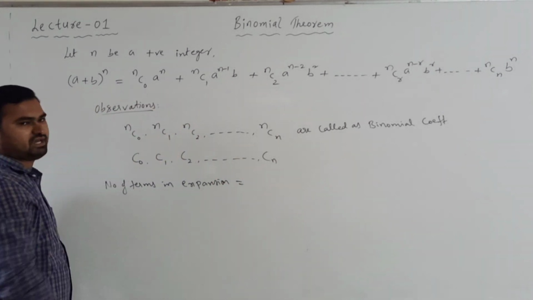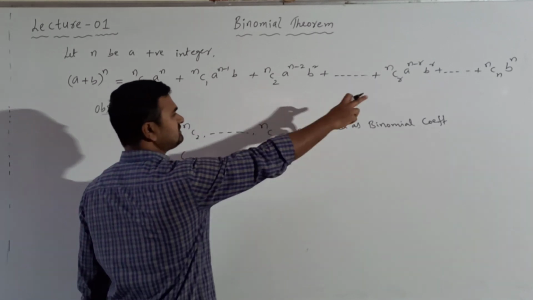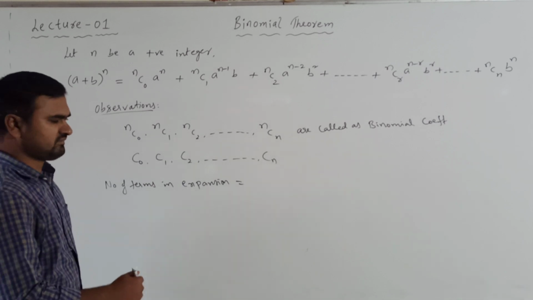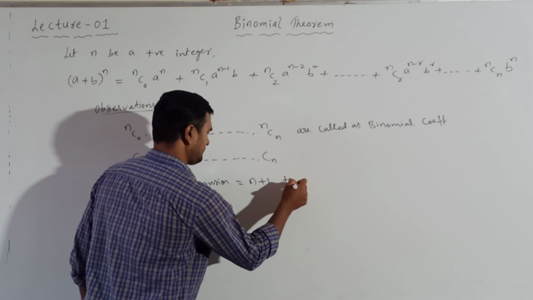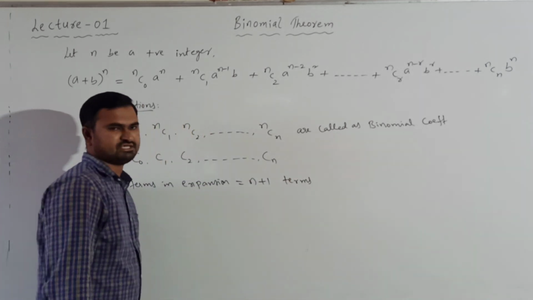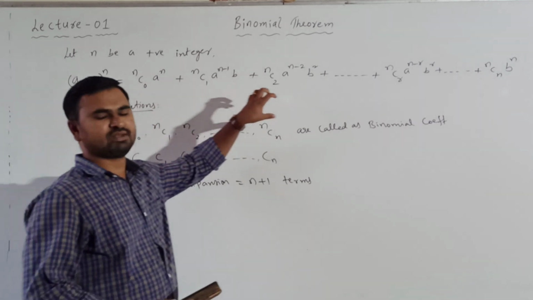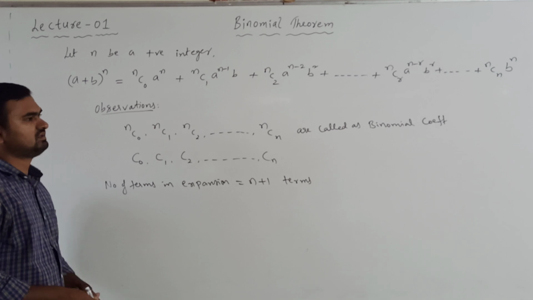So how many terms are we having in the expansion? You can observe here nC0, nC1, nC2 up to nCn. So starting from 0 up to n, we are having n plus 1 terms. So in the expanded form of (a plus b) whole power n, we are having n plus 1 terms. This is one more observation which we can make.